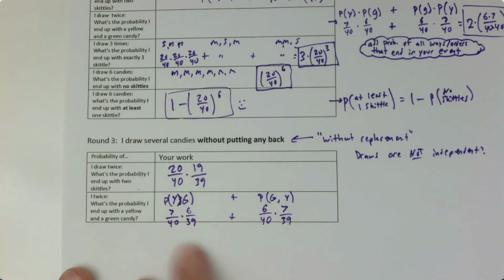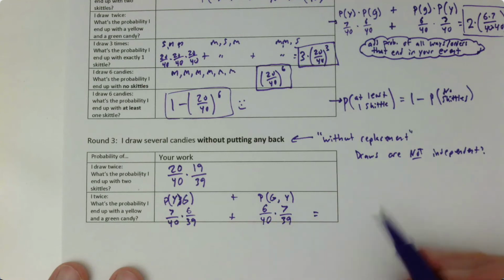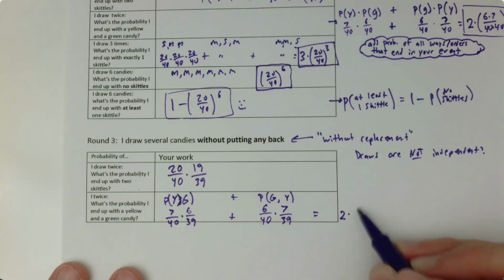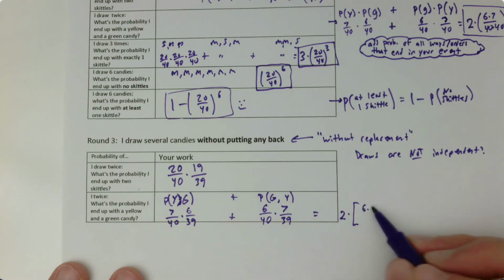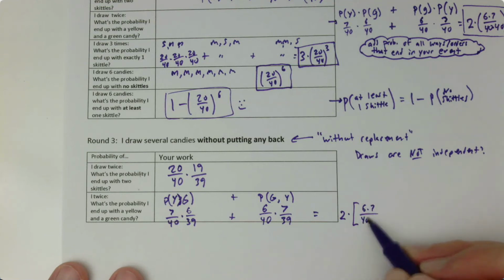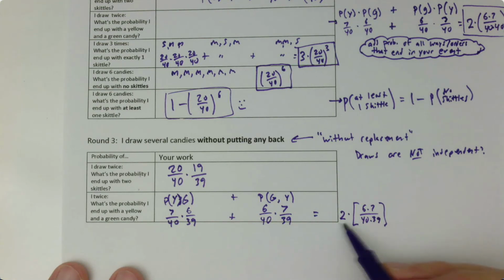Okay, so something to notice. Because the order of multiplication doesn't affect the outcome, this 7 times 6, you could imagine it being the same as 6 times 7. So in this case, we still just have 2 times the same product here, the same multiplication. So it's just 2 times 6 times 7 over 40 times 39. And the 2 times are because there were 2 different orderings that it could have happened in.